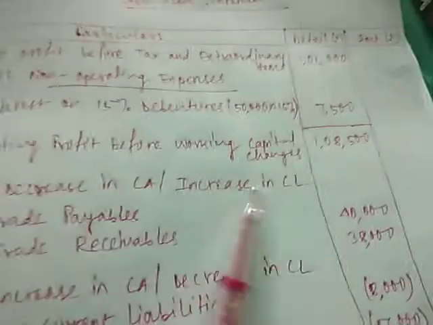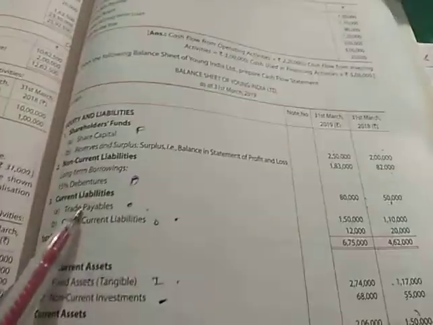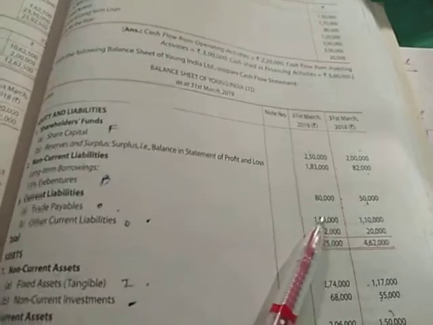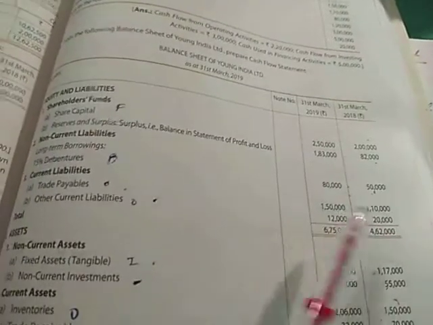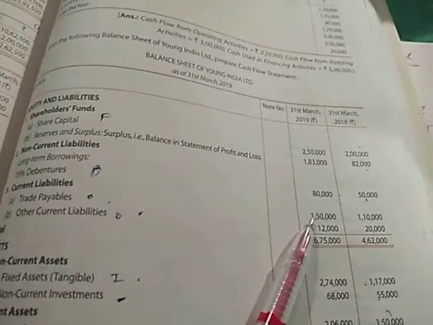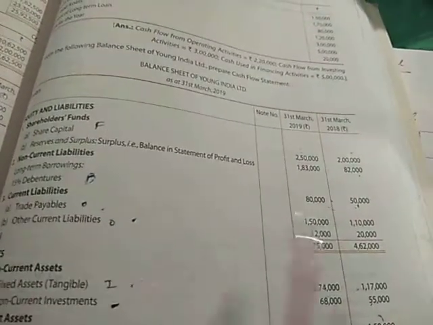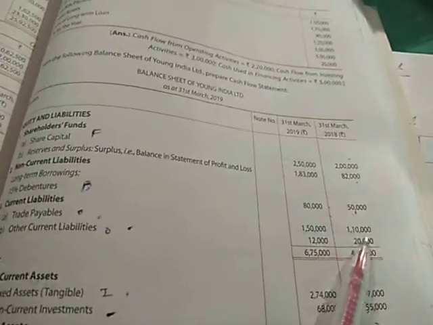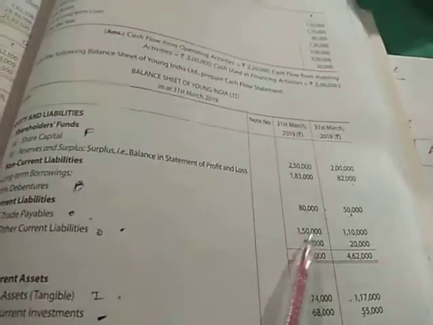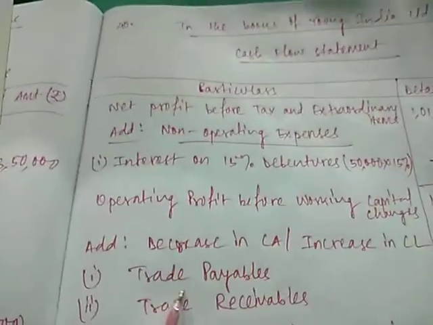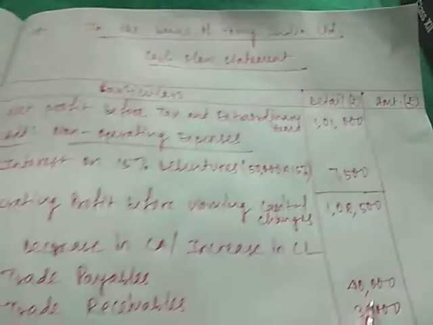And increase in current liabilities. Let us see the current liabilities also, whether there is an increase. Trade payables go from 1,10,000 to 1,50,000, so there is an increase of 40,000. And other current liabilities go from 20,000 to 12,000, so there is a decrease. This will not be taken here. Only trade payables will be taken, 1,10,000 to 1,50,000, that is the increase of 40,000. So trade payable is taken here, 40,000.